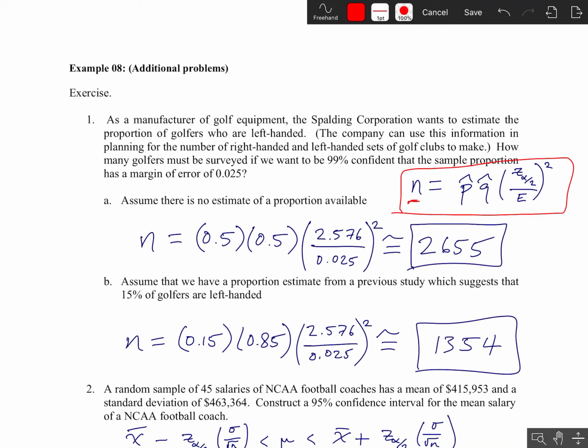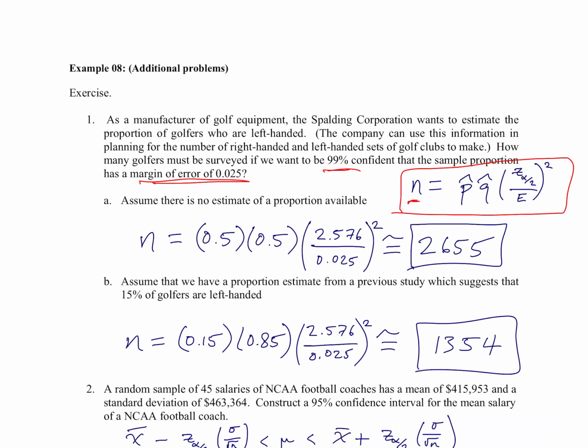It says, a manufacturer of golf equipment wants to estimate the proportion of golfers who are left-handed. And they want to know how many golfers they would have to survey if they want to be 99% confident that the sample proportion has a margin of error of 0.025. So in other words, they want their sample proportion to be within 2.5% of the actual proportion. That's what this margin of error is saying. And they want to be 99% sure of that.